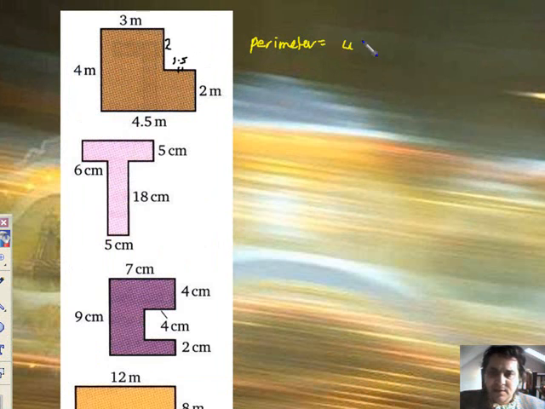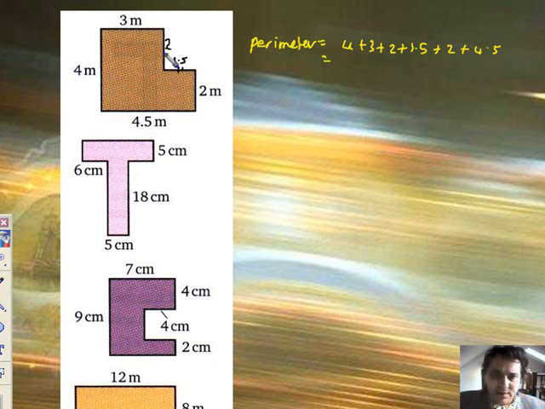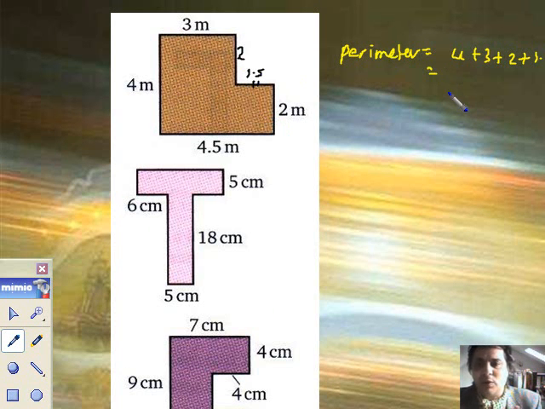Add up all the lengths. 4 plus 3 plus 2 plus 1.5 plus 2 plus 4.5. Please note how I'm taking them one at a time and writing them down so I don't suddenly miss any. I'm not laying them out in one random order. It's just done as you see, in order.